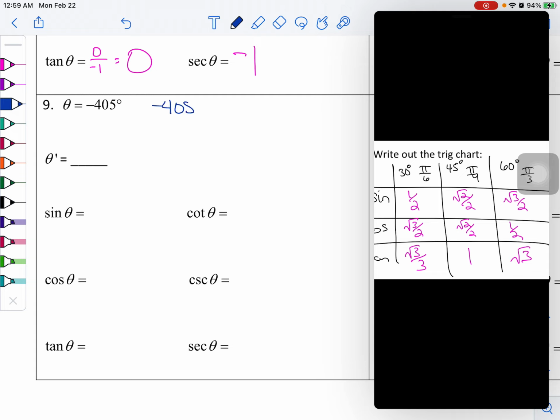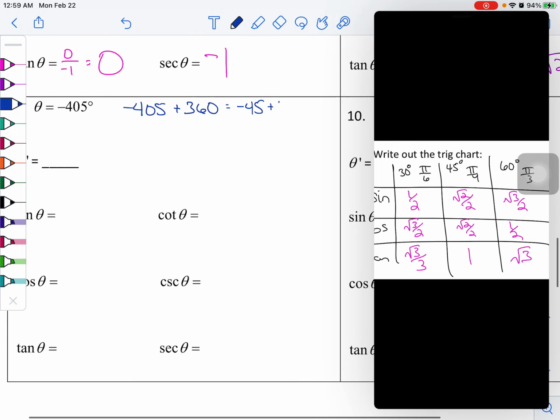All right, so problem number 9, we have a theta value of -405. So I'm going to take that -405. I am going to add 360 to it. Right now I'm finding a coterminal angle. Plus 360. All right, now I'm at -45. I'm still not a fan of -45, so let's go ahead and add 360 again. So plus 360, and this time I get an angle of 315 degrees.